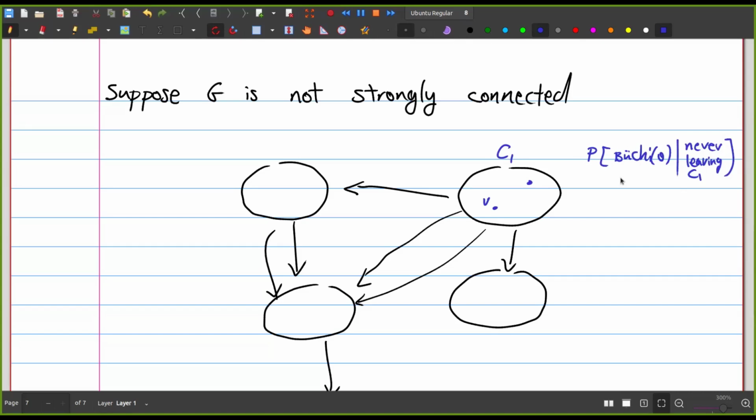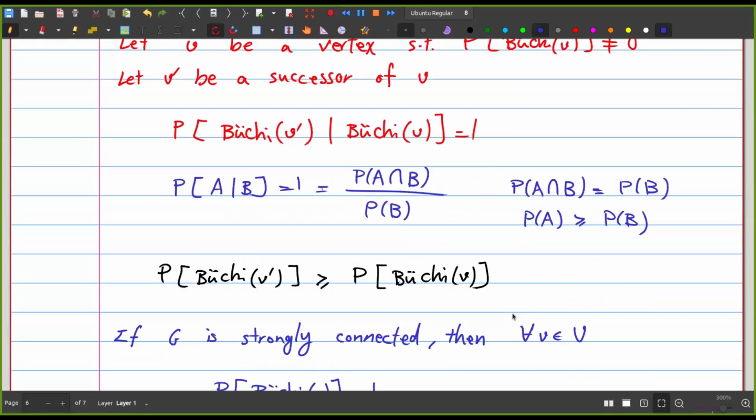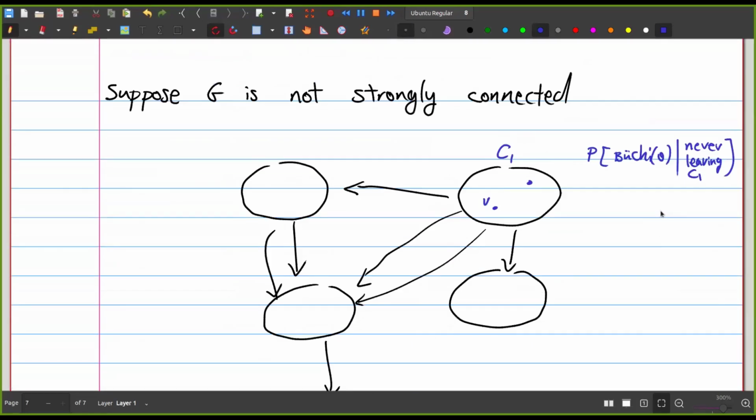But let's say I use proof by contradiction. I say, suppose that I don't leave C1 with probability 1. So the probability of staying in C1 forever is non-zero. If that's the case, then I can talk about the probability of this event, seeing V infinitely many times, conditioned on never leaving C1. And since I'm never leaving C1, this is going to be 1 because, again, I can do the same argument that I made here for the strongly connected case.